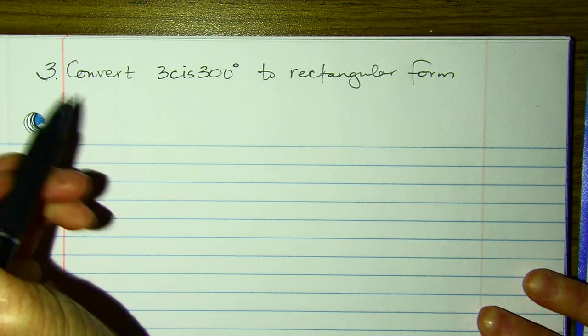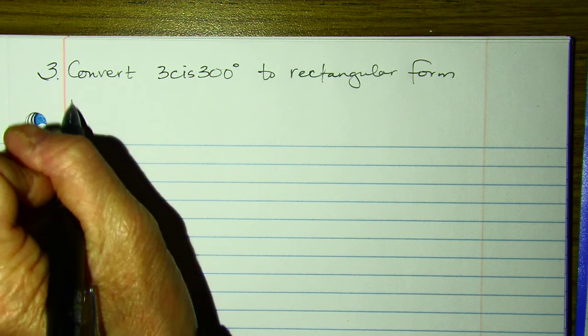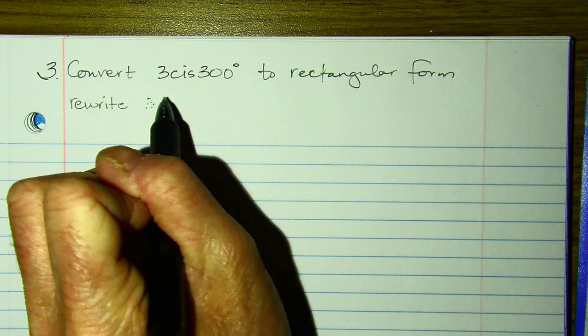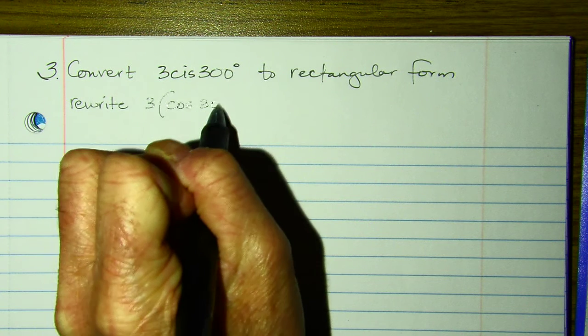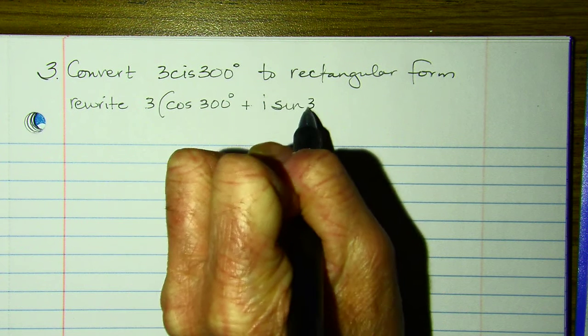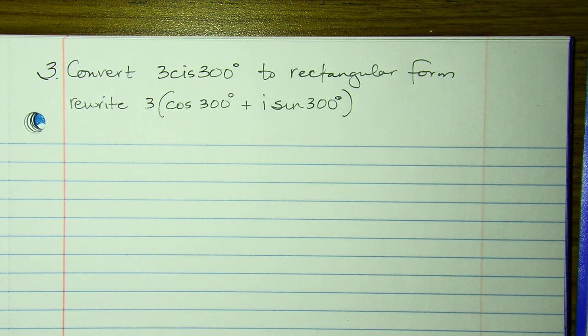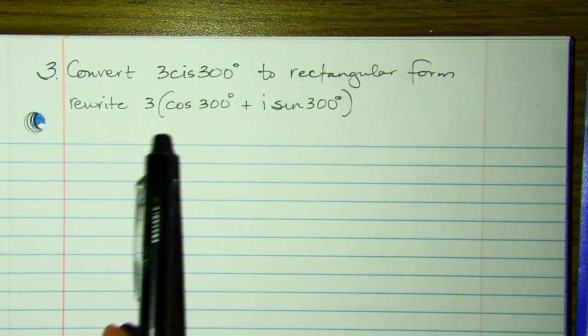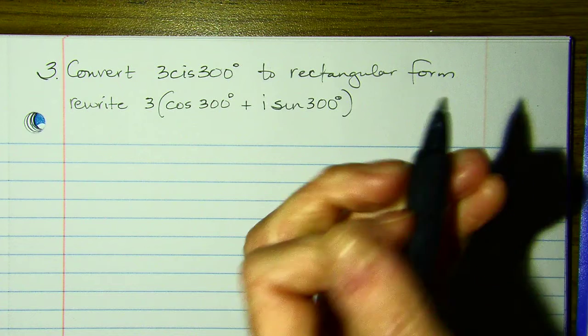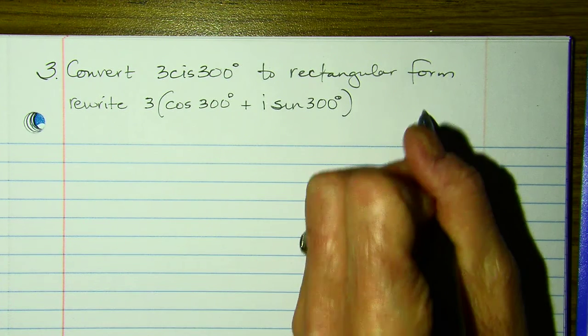So the first thing I'm going to do here is rewrite in the long form. So this is really 3 times the cosine of 300 degrees plus i times the sine of 300 degrees. Now, if you'll notice right away, I've included i. The value of this will be a, and the value of this will be b. So I need to find the value of 300 degrees.